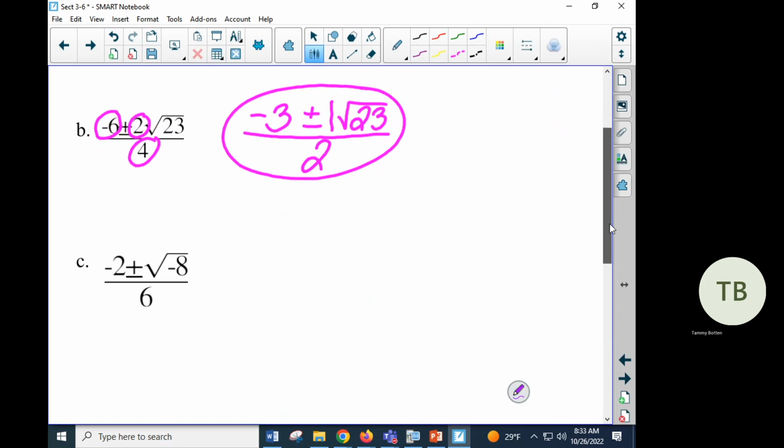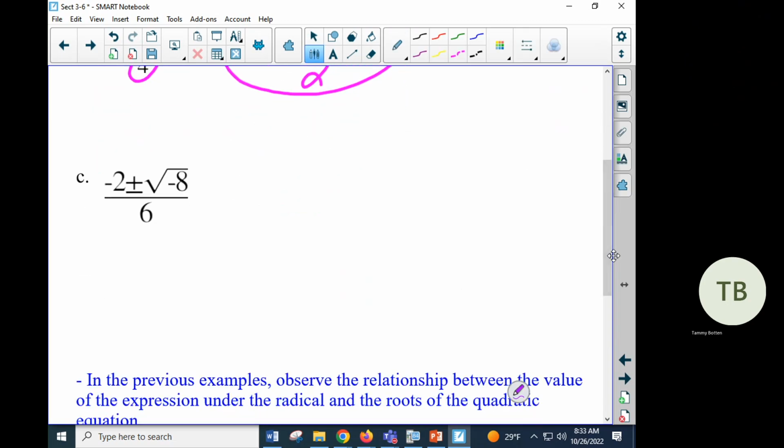Now in C, one thing we have to do with this one is simplify this more before we can do anything. So if you look at that -8, first of all, because it's negative, we have to take an i outside. Then we have the square root of 8 underneath there. Think of our perfect squares. Is there a perfect square that divides into 8?